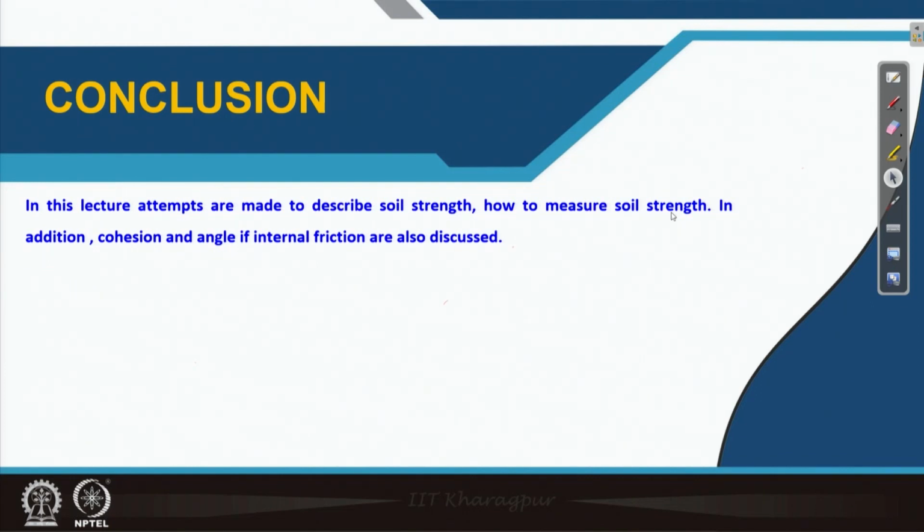In brief, we tried to explain what the strength of soil is, how we measure the strength of soil, then how to find the shear strength of soil, and how to find cohesion and angle of internal friction from this shear strength.